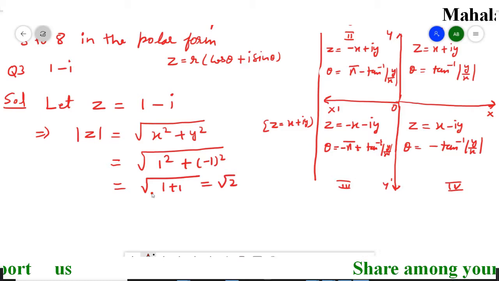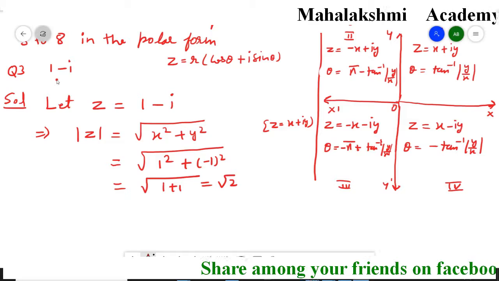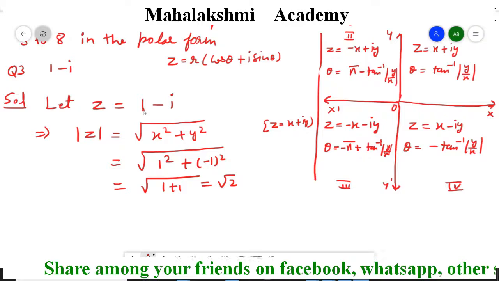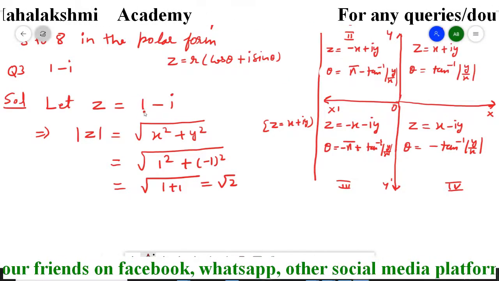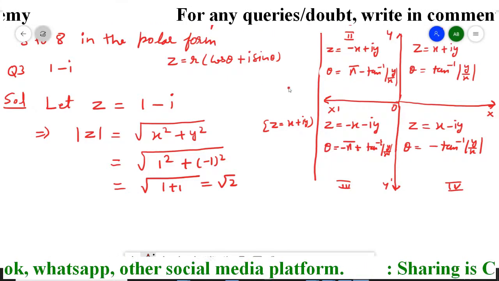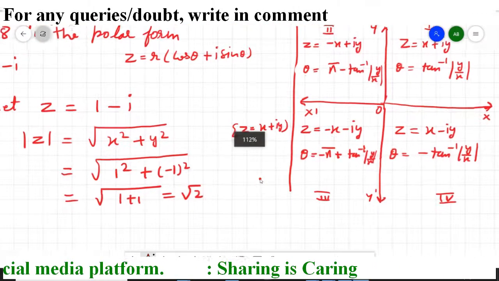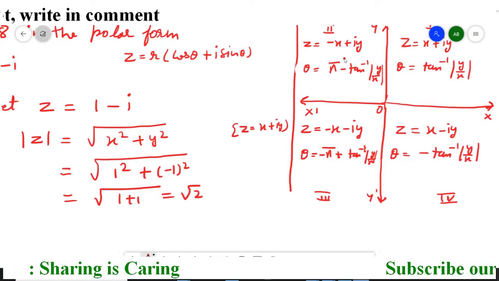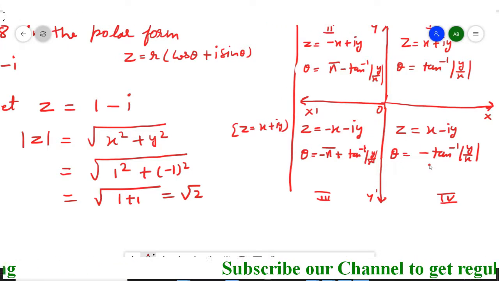Now we find the argument. For the argument, it's very necessary that we first find out in which quadrant the complex number lies. The real part means the x axis, represented by the x coordinate. So x is positive and y is negative. We have to search where x is positive and y is negative. So here, it is in the fourth quadrant.